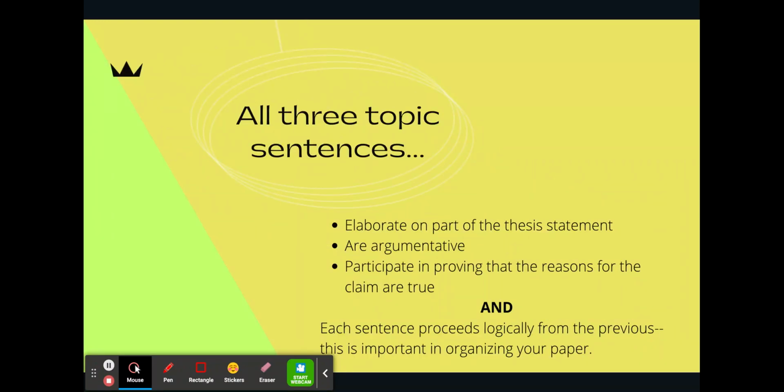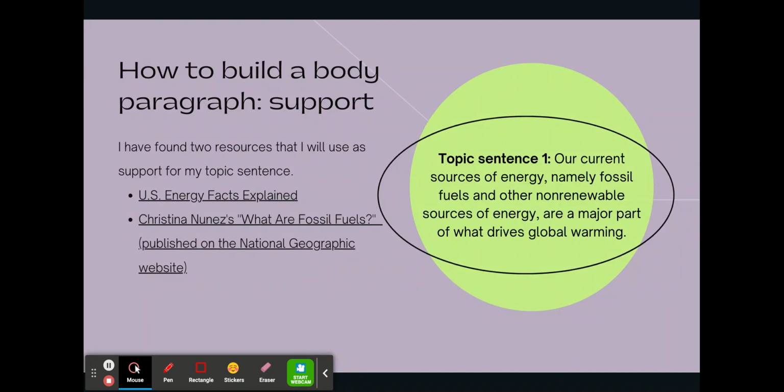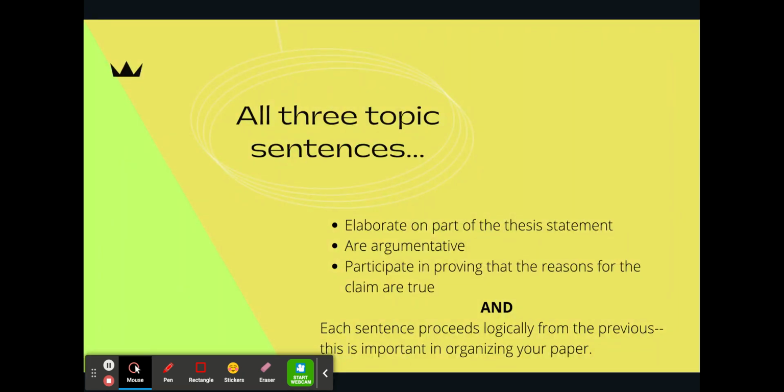Okay, so you'll notice that all three of those topic sentences elaborate on part of the thesis statement. They're argumentative, and they participate in proving that the reasons for the claim are true. And each sentence proceeds logically from the previous. This is really important in organizing your paper. You want to make sure that you are guiding your audience through your argument in a logical way where they can digest the individual bits of information before moving on. And this is where I'll stop this part of the presentation before I move on.